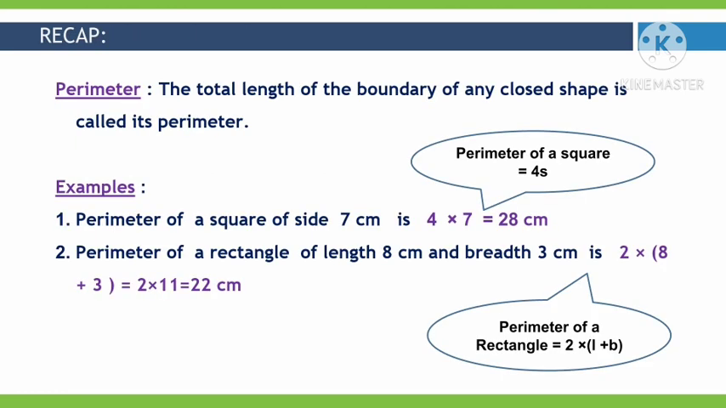Before going to area, let us recall what is a perimeter. Perimeter is the total length of the boundary of any closed shape. And we learned how to find the perimeter of any shapes. In particular, we learned to find the perimeter of a square as well as rectangle. Perimeter of a square is 4 times its side, 4s. You can multiply the side by 4 to get the perimeter of the square. Perimeter of the rectangle is you have to add the length and breadth and multiply it by 2. 2 into (L plus B) is the perimeter of the rectangle.